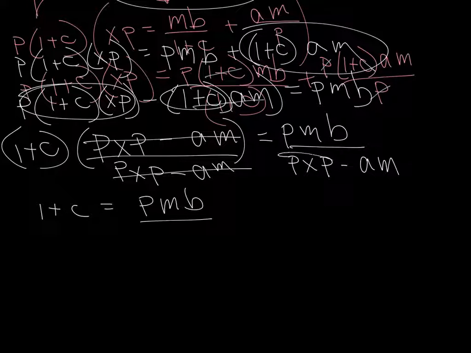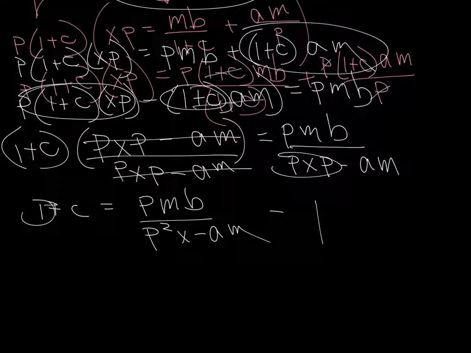Let's put the P's together here. P squared X minus AM. Okay, now to get C by itself, I'm going to subtract 1 from both sides, and that'll get rid of that. And there you go with that one.